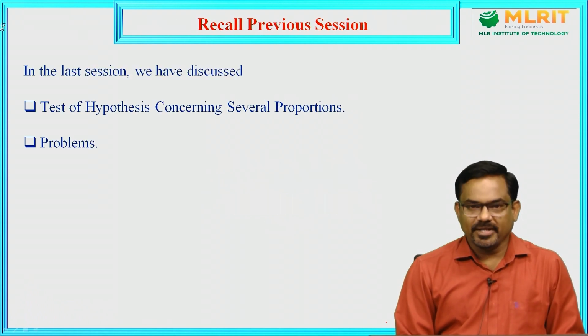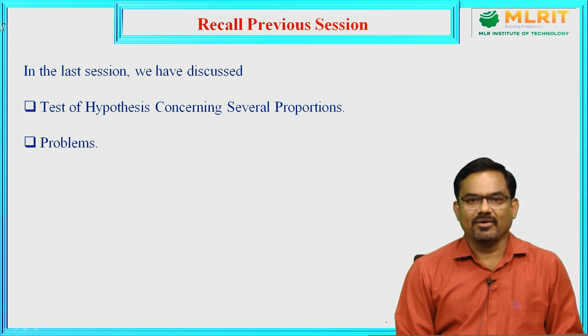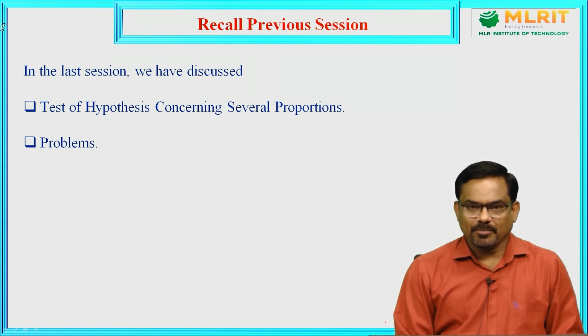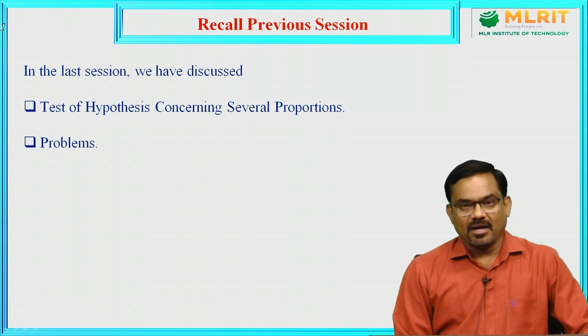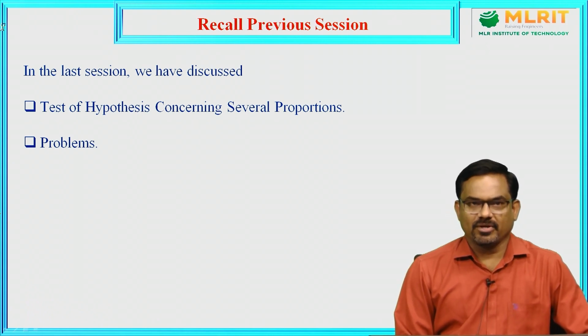Let us recall the previous session. In the last session, we discussed the test of hypothesis concerning several proportions. In this test, we check whether all the proportions are the same or not. So the null hypothesis, all the proportions are the same, is tested against the alternative hypothesis, all are not the same. We apply the chi-square test, and we also solved some problems on several proportions.